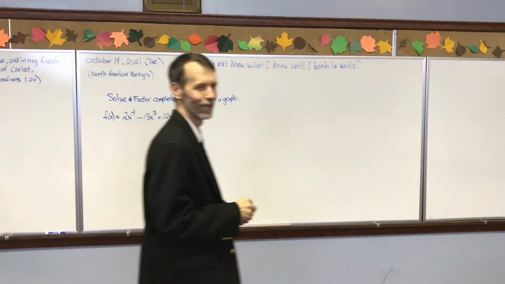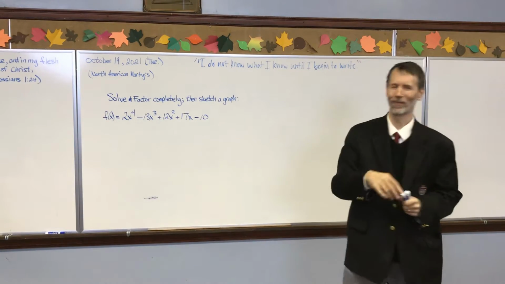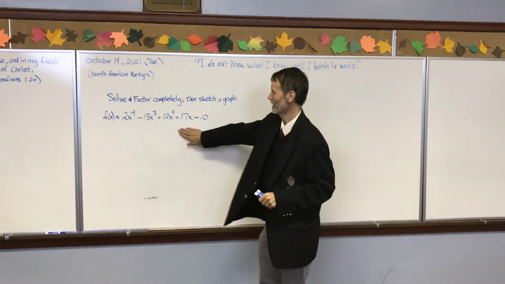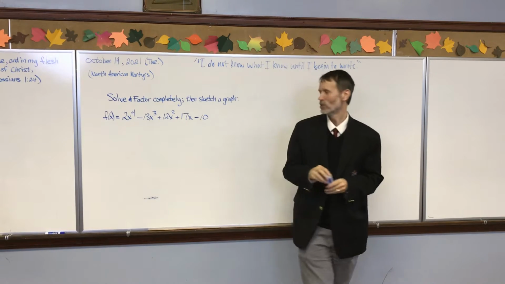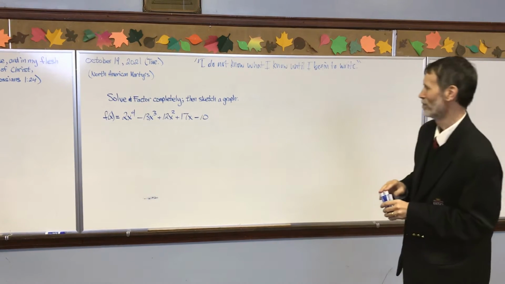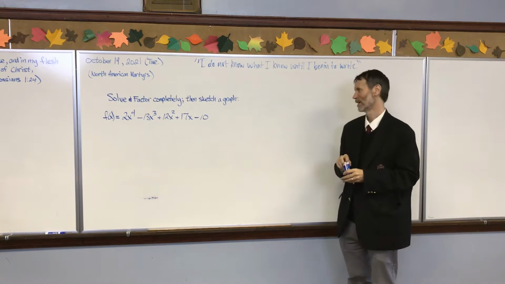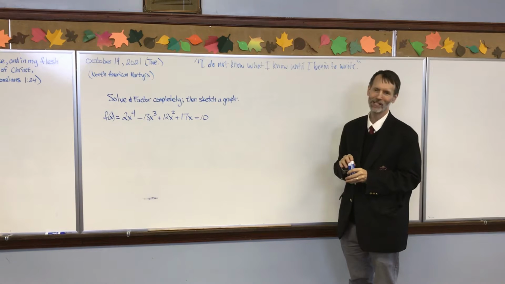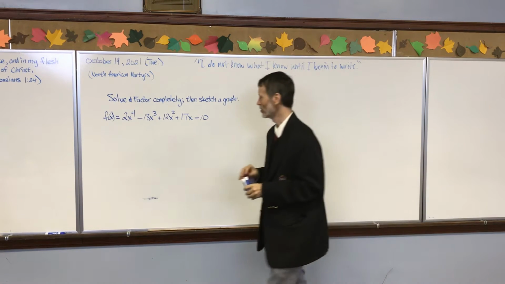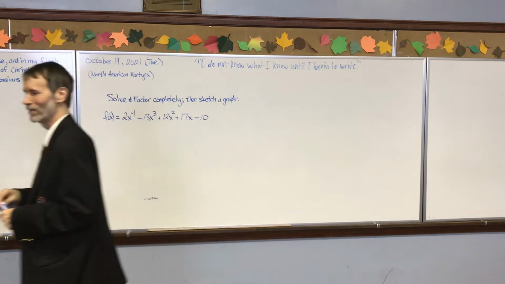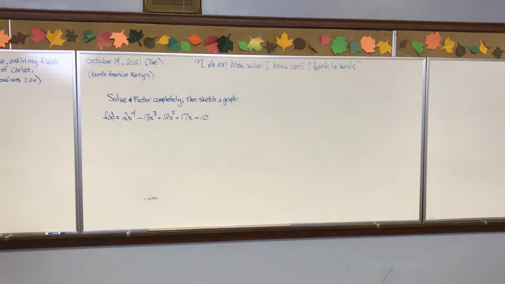Our objective for the first 15 minutes is this. I'll read it off: 2x to the fourth minus 13x to the third plus 12x squared plus 17x minus 10. Your job is to solve this, find all solutions, then factor it, then sketch a graph.